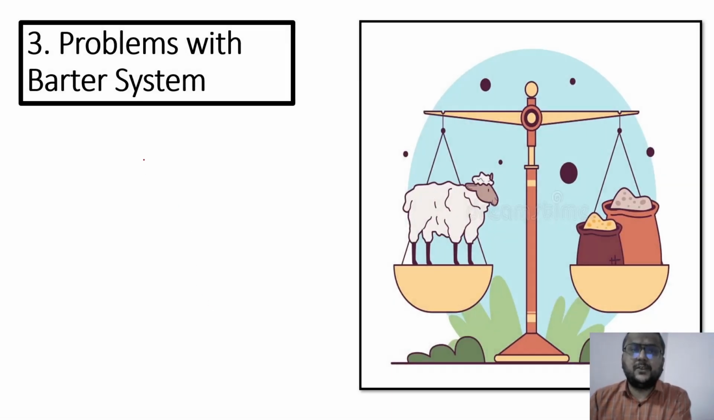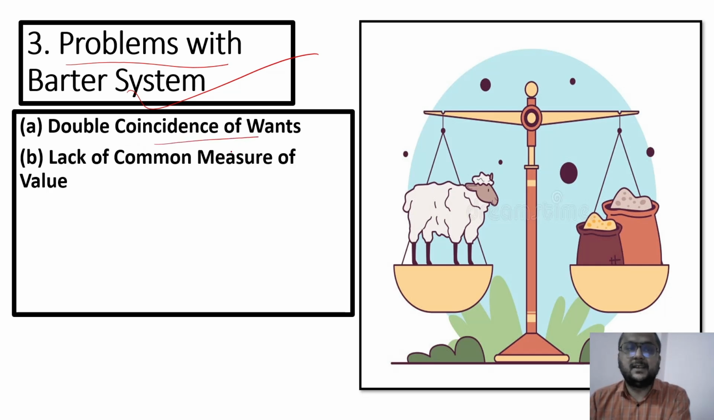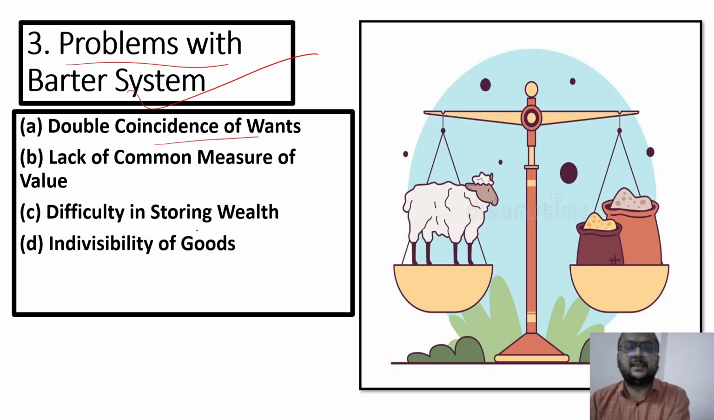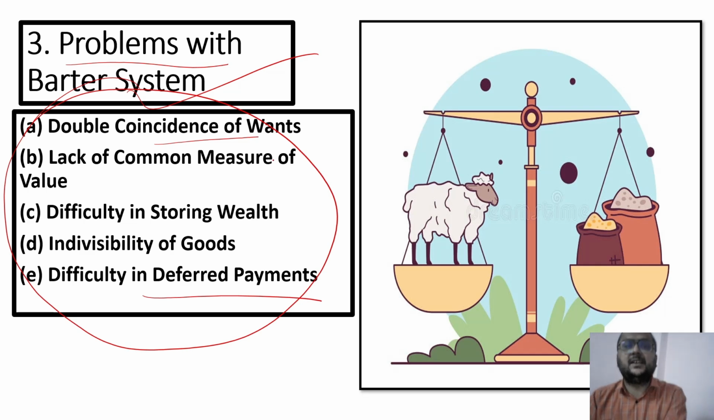Now, there were some problems with the barter system. Definitely, why it failed or why it is not successful today is because of these problems. In the barter system there are some problems. First, double coincidence of wants. Number two, lack of common measure of value. Number three, difficulty in storing wealth. Four, indivisibility of goods and difficulty in deferred payments. These are some of the problems associated with the barter system, and because of that it failed. Let's discuss these problems one by one.